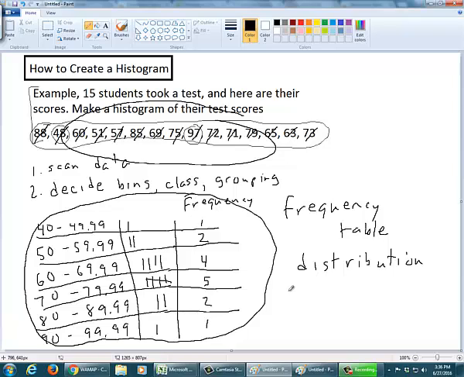Okay, now for the histogram. So I need some clean space here. I'm going to make some space here. Just a second here.